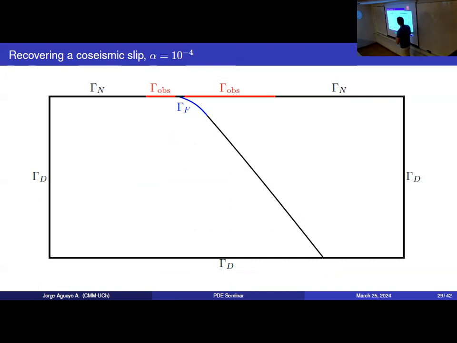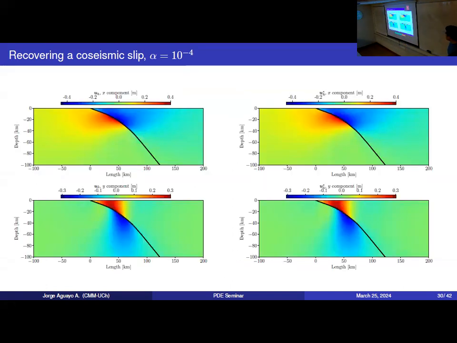And we want to recover the coseismic slip in this case. So this is very similar to the Chilean case, a South American plate and a Nazca plate. And we want to recover a jump, in fact we can impose here. We impose a jump given by a Gaussian function. And the idea is to have a beautiful recovery.